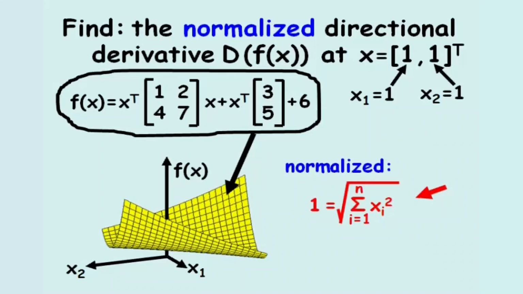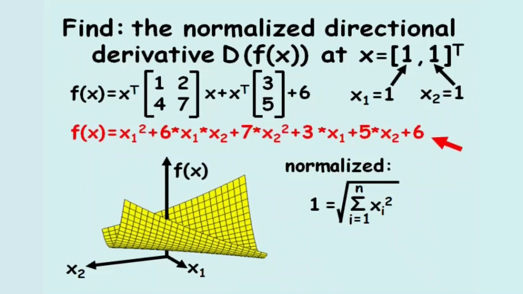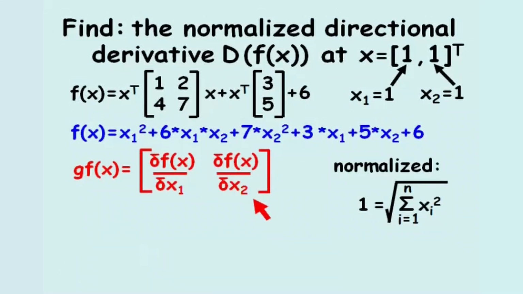Let's begin by returning to our equation f of x and multiplying out the terms such that f of x equals x1 squared plus 6 times x1 times x2 plus 7 times x2 squared plus 3 times x1 plus 5 times x2 plus 6. Next, we'll compute the gradient of f of x, which equals the partial derivative of f of x with respect to each of the variables x1 and x2.